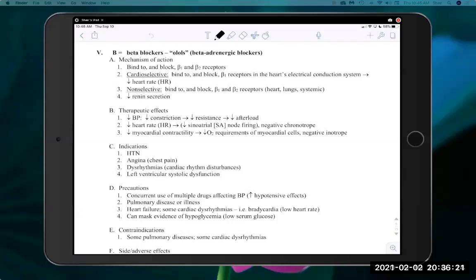And then also it will decrease renin secretion. Remember, where does renin come from? Renin comes from the kidneys, and it stimulates basically that RAAS system, where we have the conversion of angiotensinogen to angiotensin I to angiotensin II, and so on and so forth throughout the RAAS process.